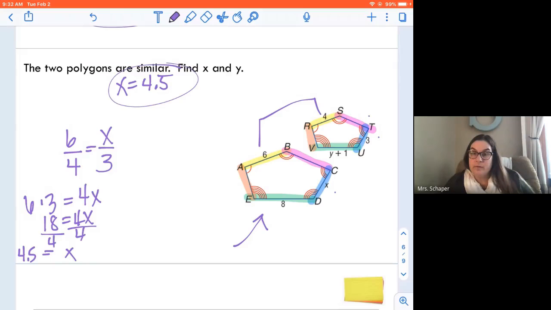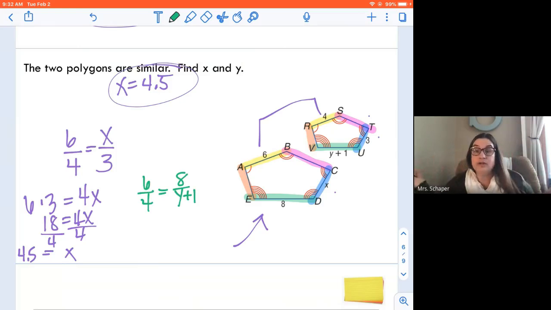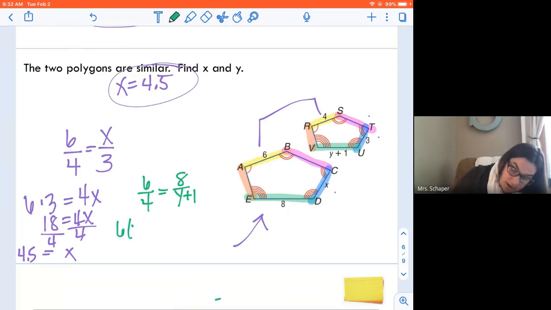Now I need to do Y. Again, I'm going to probably keep 6 and 4. Let's change the color up a little bit. 6 is to 4 as 8 is to Y plus 1. So this takes us back to 7.1 where we were talking about proportions. We're going to do cross products. So 6 times the quantity Y plus 1 is equal to 4 times 8.